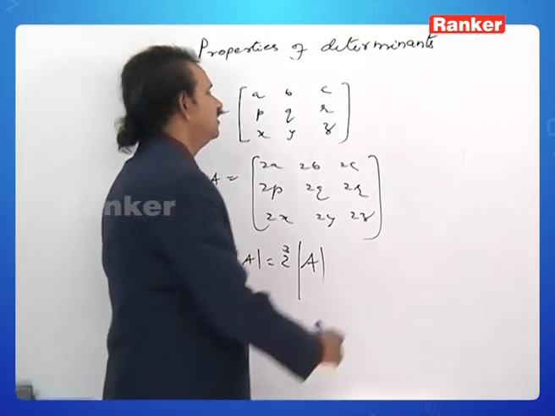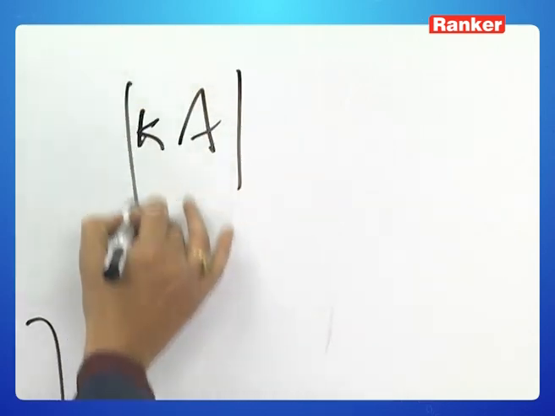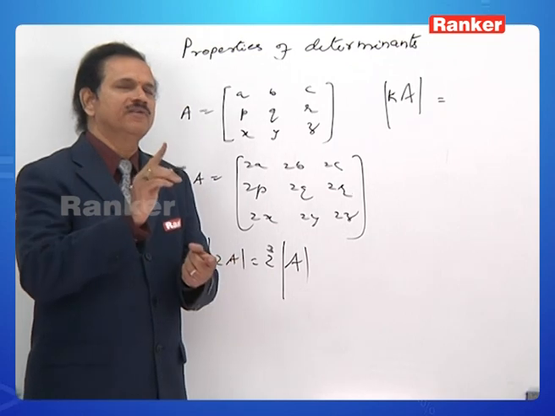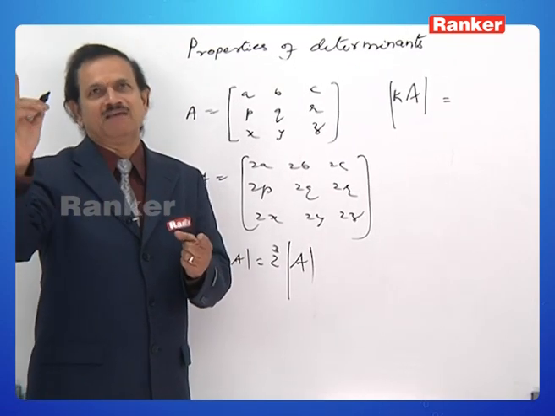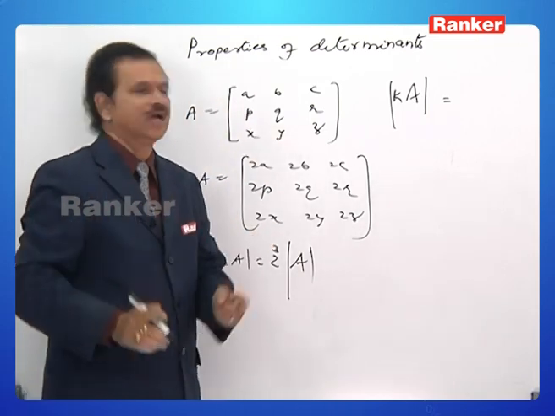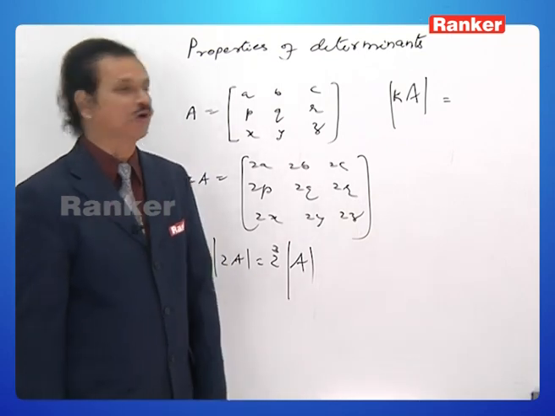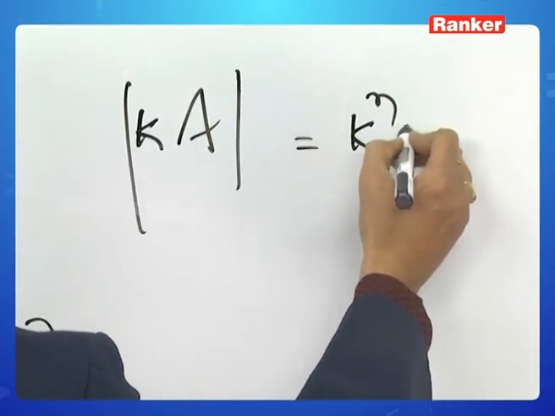And in general, suppose A is an n by n matrix, then what is kA? Imagine, kA means every element of A is multiplied by k. So we have k from the first row, k from the second row, k from the third row, like that. How many rows are there? It has been given that A is an n by n matrix. Therefore, det kA is equal to k power n into det A.